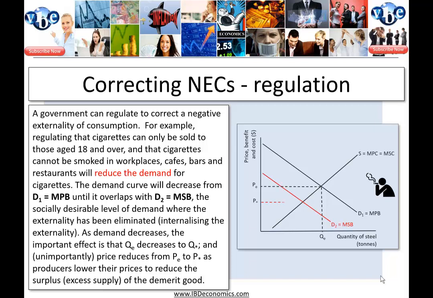So here we have that in action. Government regulation reduces demand to the point where demand equals the marginal social benefit. Those external costs have been internalized. And Q star is the socially desirable amount of consumption in the market. This is the efficient market equilibrium.